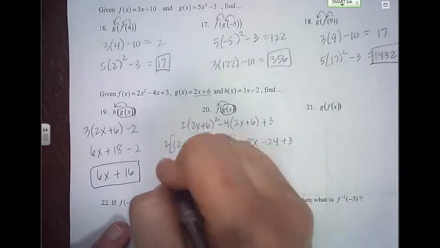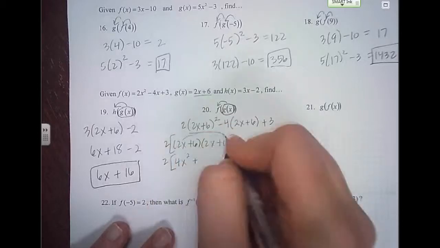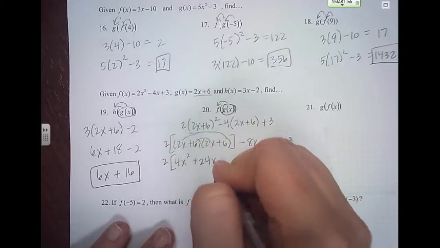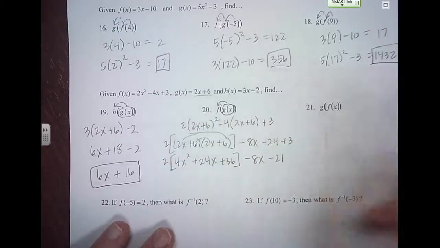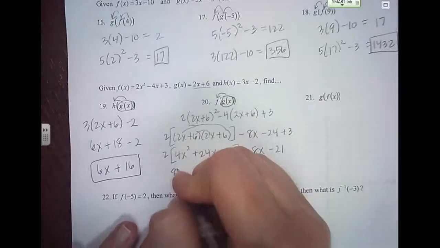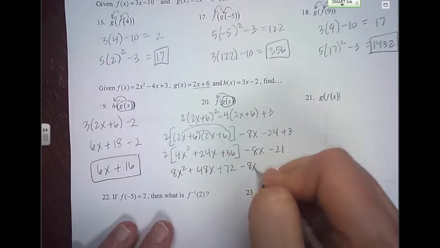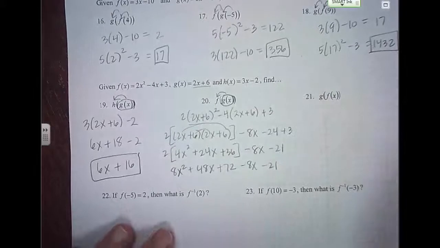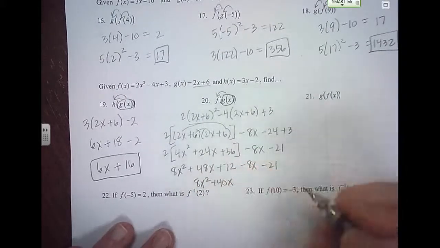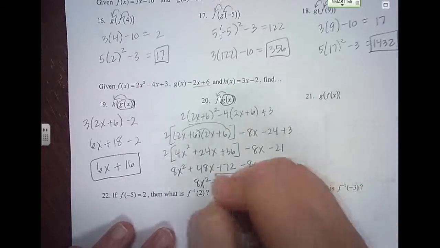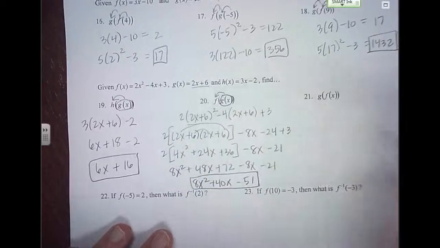So if we multiply all of that out, we get 4x squared plus, I'd get a 12x plus 12x, so 24x plus 36 minus 8x minus 21. Now I can distribute that to 8x squared plus 48x plus 72 minus 8x minus 21. And my final answer, 8x squared plus 40x minus 51. So you have to be extra careful on these ones with the squared. Make sure you multiply out everything correctly.